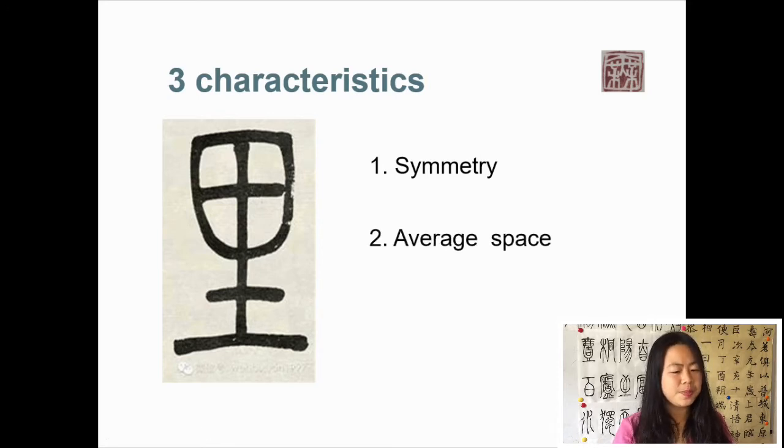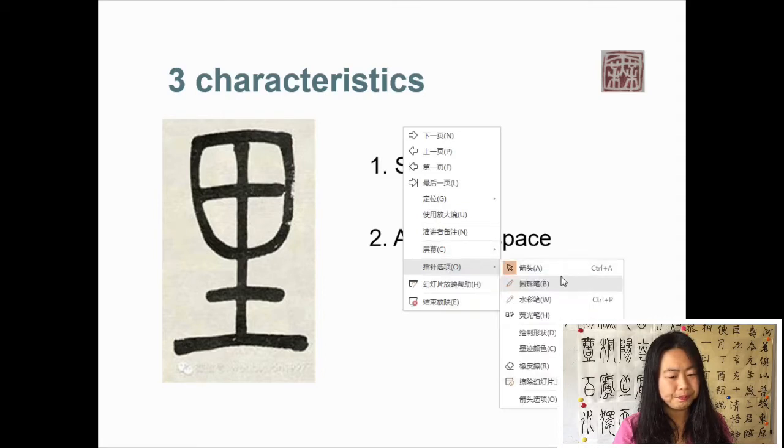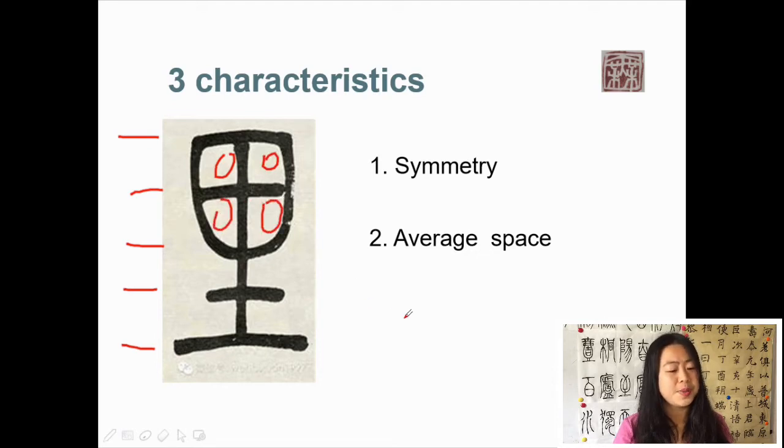Second is average space. Let me show you with a pen. This one, here, and here. These five horizontal strokes, the spaces are nearly the same, right? This is what we call average space. And also inside these small spaces, they are nearly the same, average space.